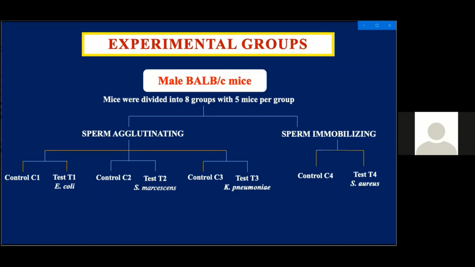For the present studies, all the animals were divided into 8 groups with 5 mice in each group. We had 6 groups under the sperm agglutinating category and 2 groups under the sperm immobilizing category. Under the sperm agglutinating category, in test T1 we administered E. coli, in test T2 we administered Serratia marcescens, and in test T3 Klebsiella pneumoniae was administered. Whereas in test T4 Staphylococcus aureus was administered, and C1, C2, C3 and C4 served as control groups.